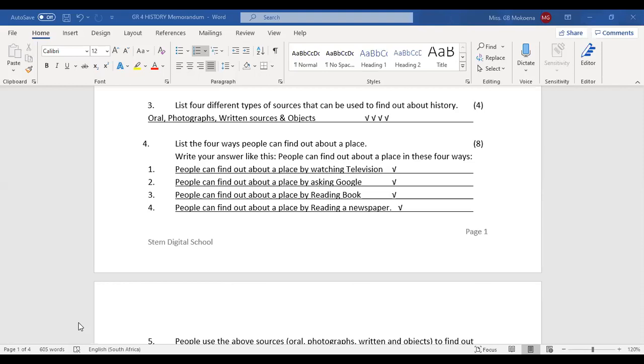Ma'am, I said they can ask about it, they can read about it, they can go there and explore the place. Yes, that's fantastic.